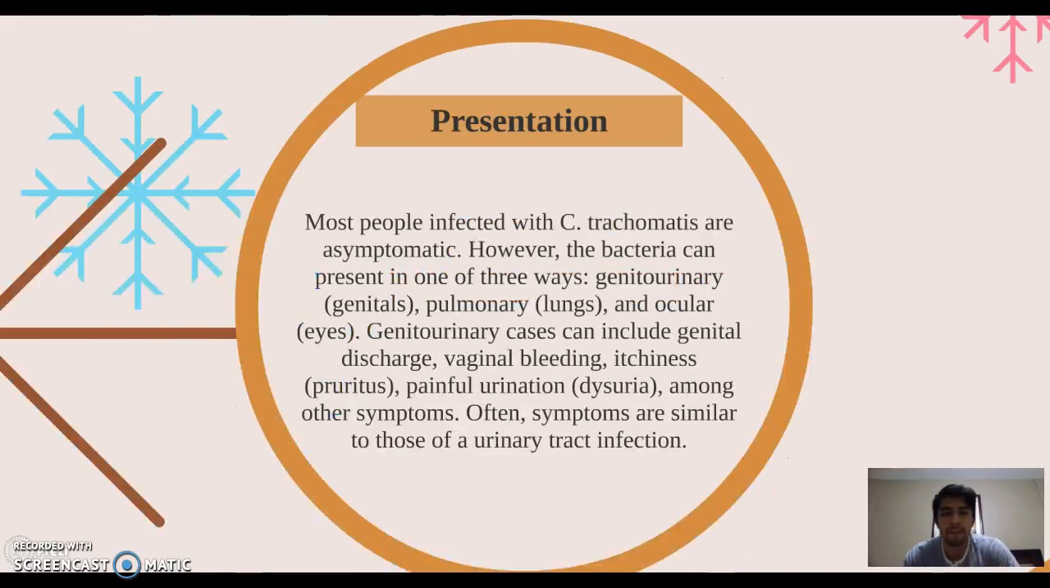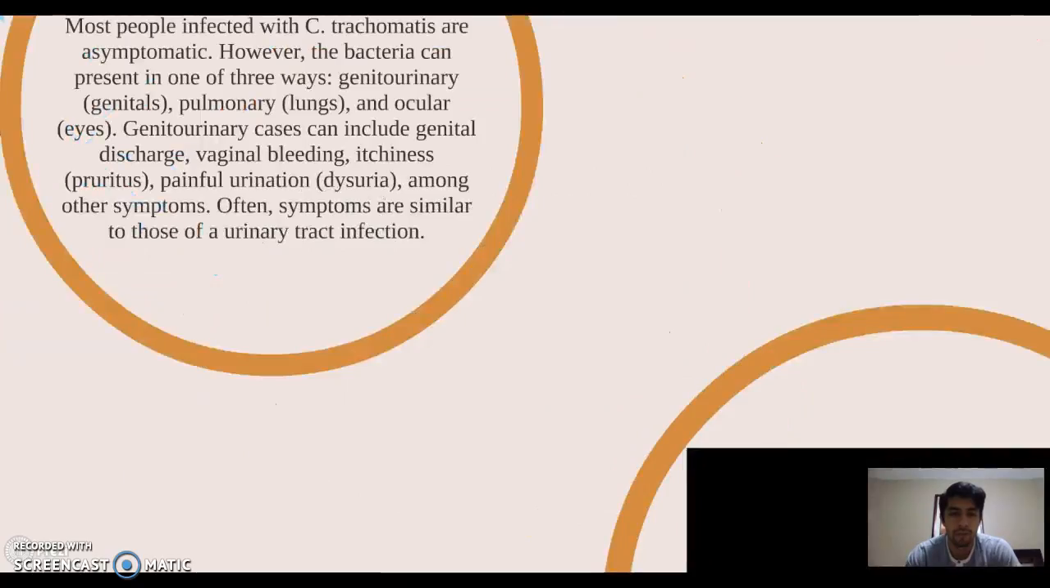Presentation. Most people infected with Chlamydia trachomatis are asymptomatic. However, the bacteria can present in one of 3 ways: genitourinary, pulmonary, and ocular. Genitourinary cases can include genital discharge, vaginal bleeding, itchiness, painful urination, and other symptoms. Often, symptoms are similar to those of a urinary tract infection.